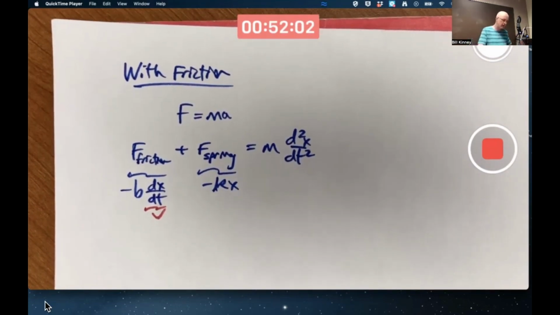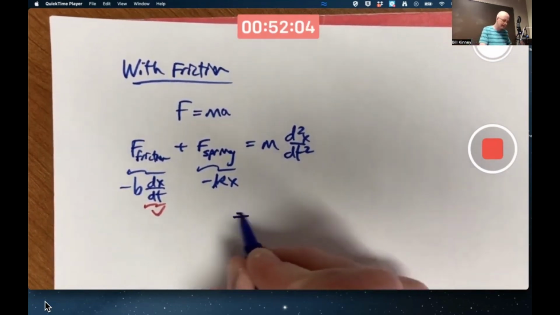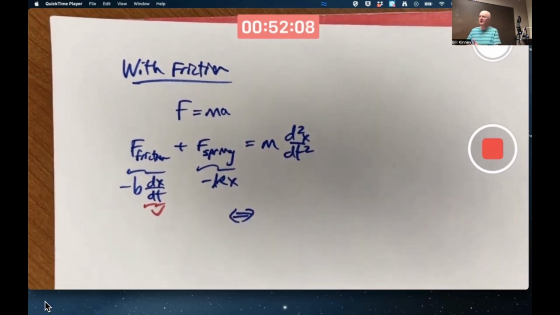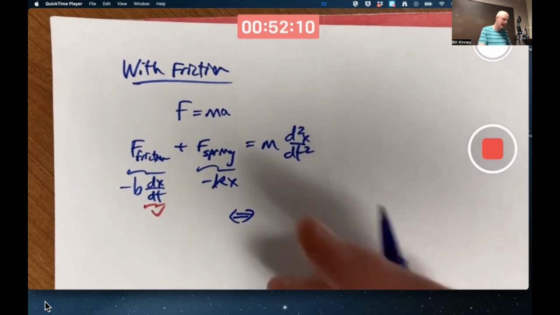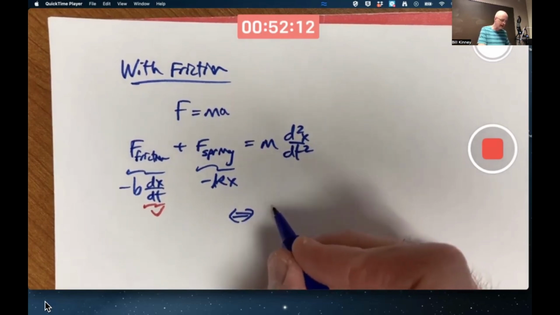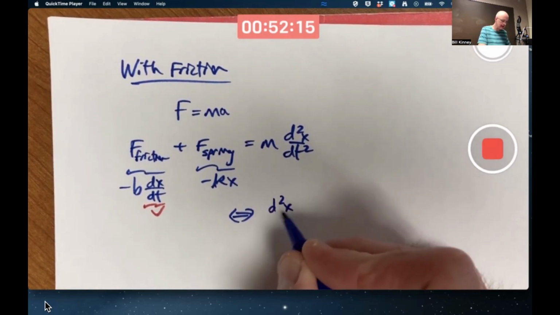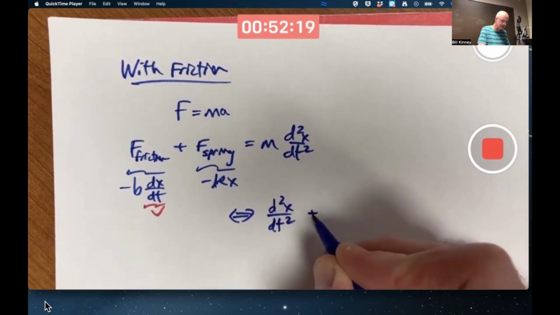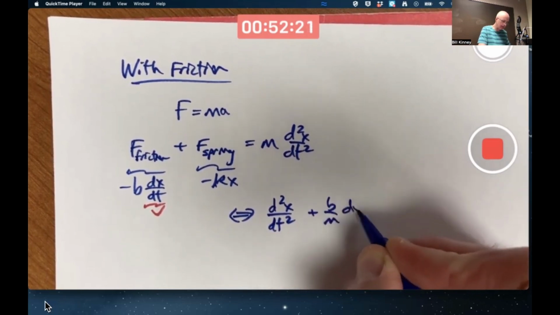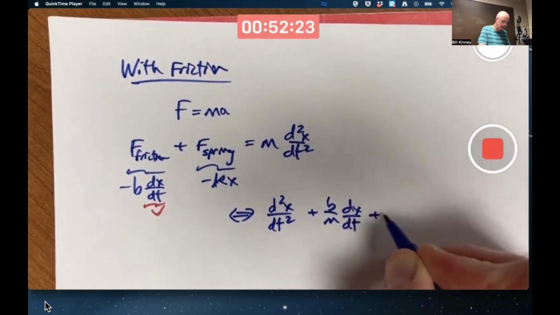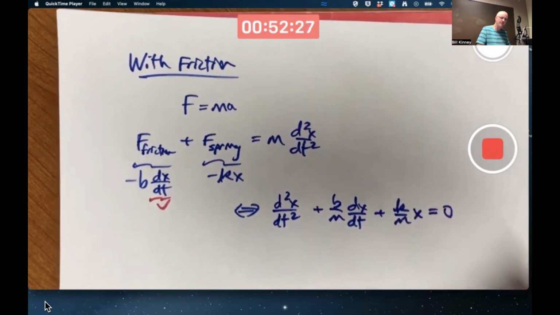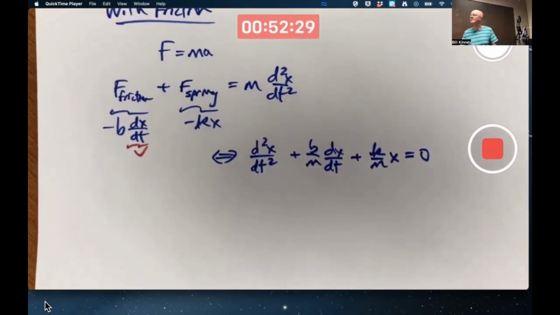This is also a second order equation. It's common to rewrite it by getting everything except 0 on one side and also dividing everything by m. So you most commonly would write it like this. I rearranged and divided everything by m.